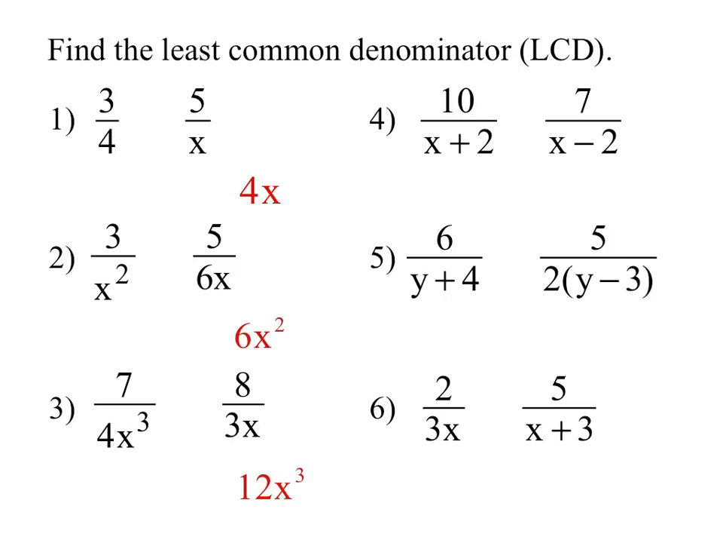Number 4 would be x plus 2 times x minus 2. Number 5, let's pause the recording and have you do 5 and 6. Now check your work. Number 5 is y plus 4 times the quantity of 2 times the quantity of y minus 3. All 3 factors. Number 6 would be 3x times the quantity of x plus 3, sorry.